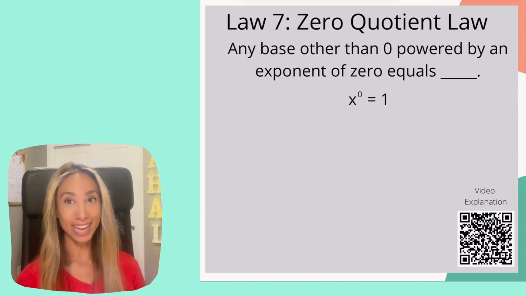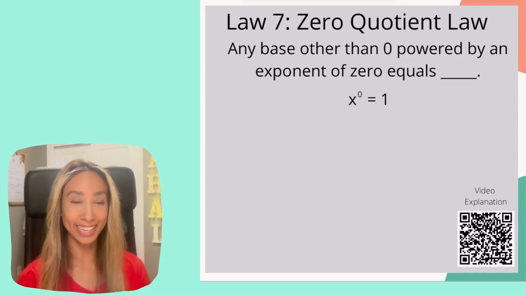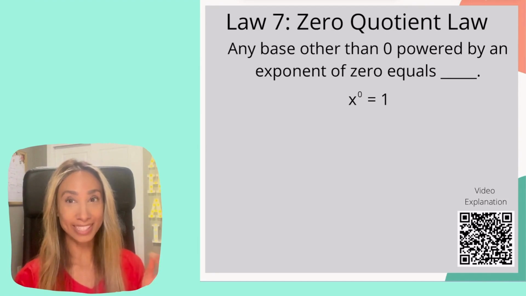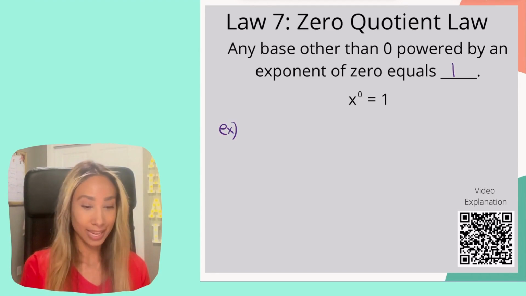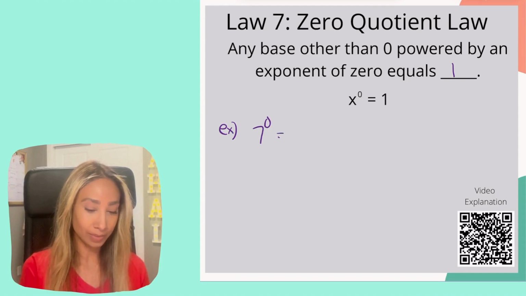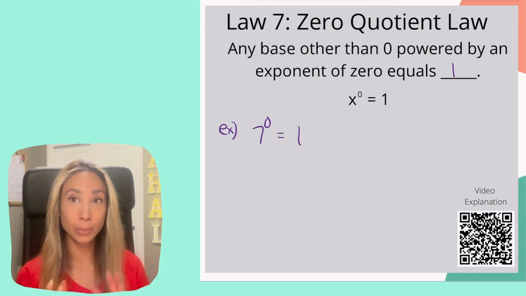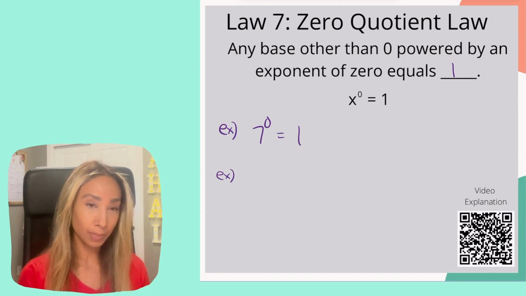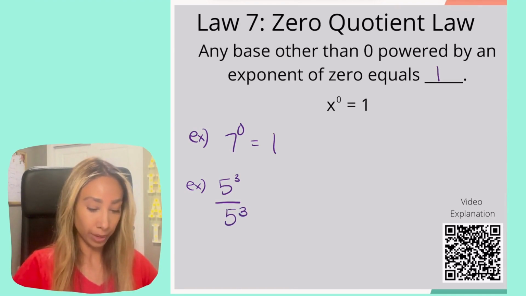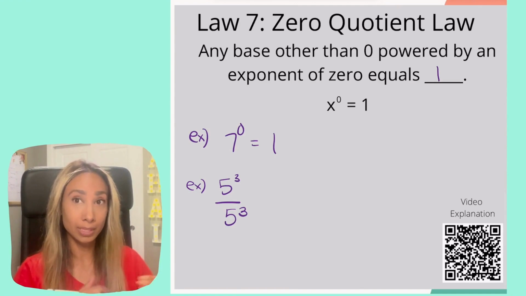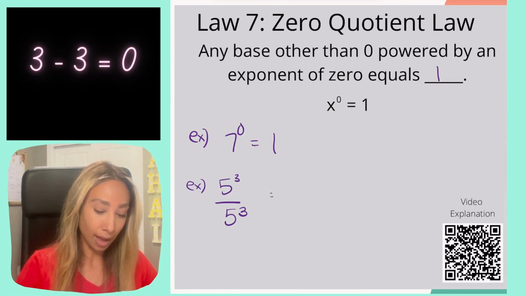Okay, here is our last law, law number 7, as I'm going to call it here. This one is one of the simplest laws ever. Any base that has a power of 0 will always equal 1. So for example, let's say I have 7 to the power of 0, well, that's going to equal 1. I'll go ahead and explain why that is. If I have something like 5 to the power of 3, and we're going to say it's also under 5 to the power of 3, we know the bases are the same, so we can subtract the exponents. That's going to give us 5 to the power of 0, right?